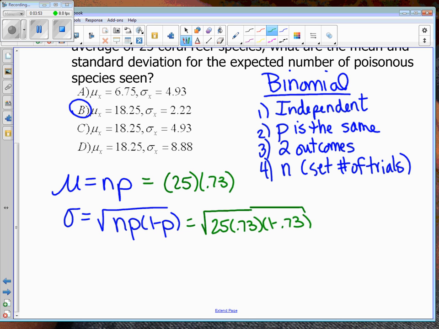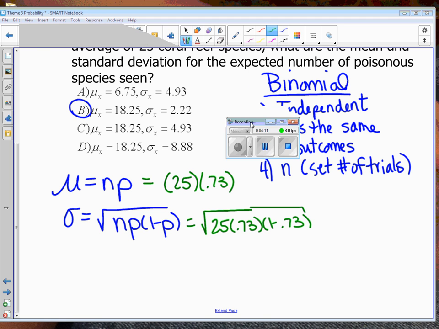What if it's asking for the variance? It could, but you would just square the standard deviation. Good? Next question.